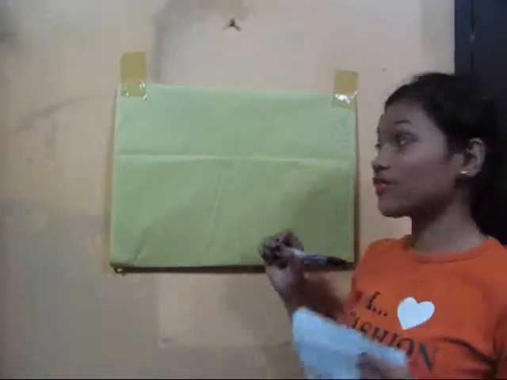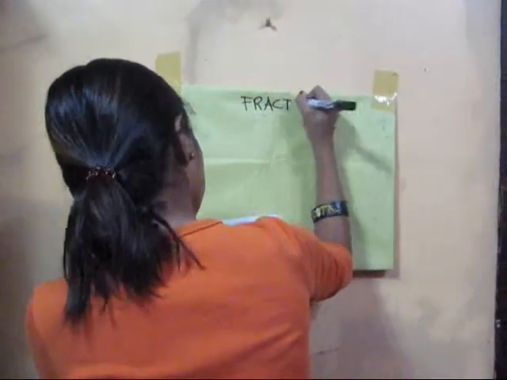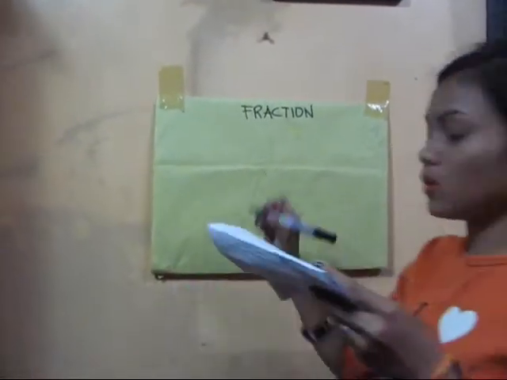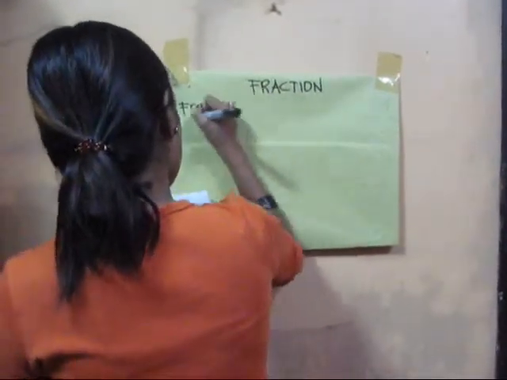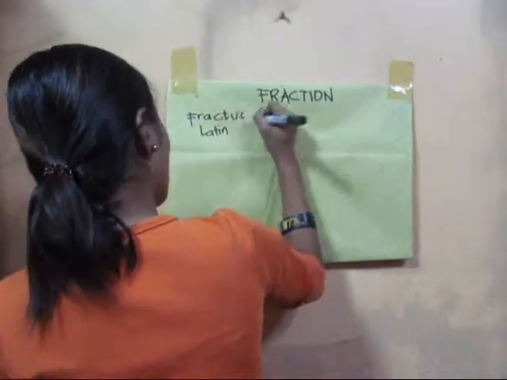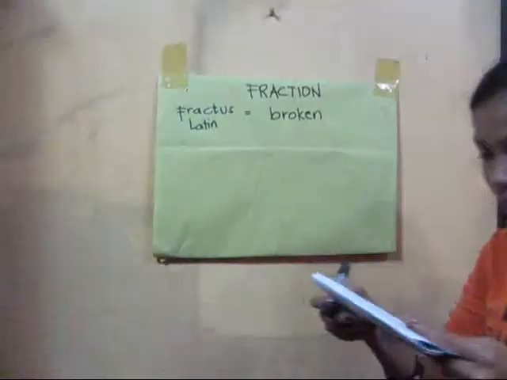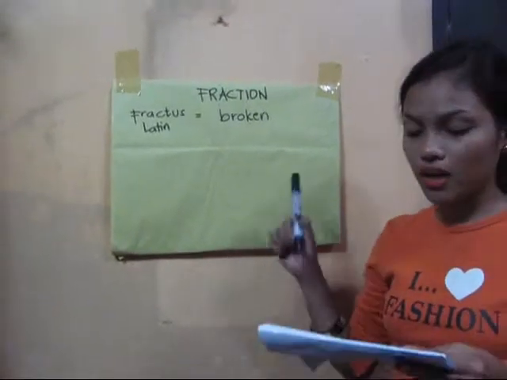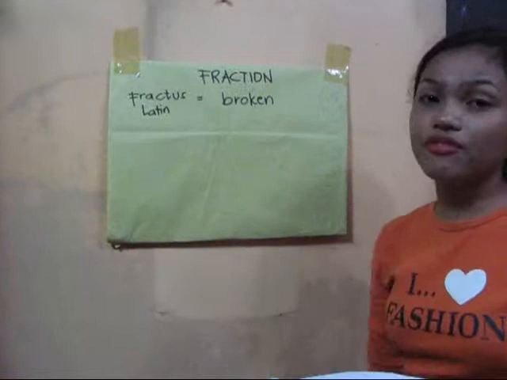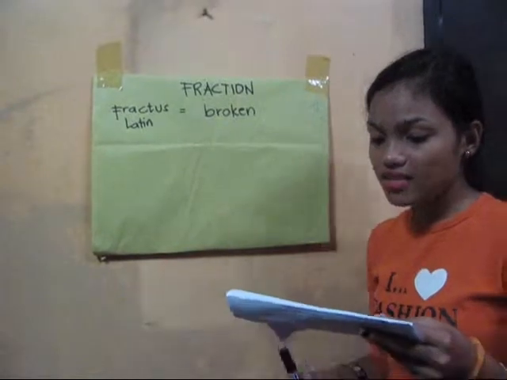And now let's proceed to fractions. Fraction comes from the word fractus, a Latin word which means broken. This is represented by a whole, or more generally, a number of equal parts. When spoken in everyday English, a fraction describes how many parts of a certain size there are.